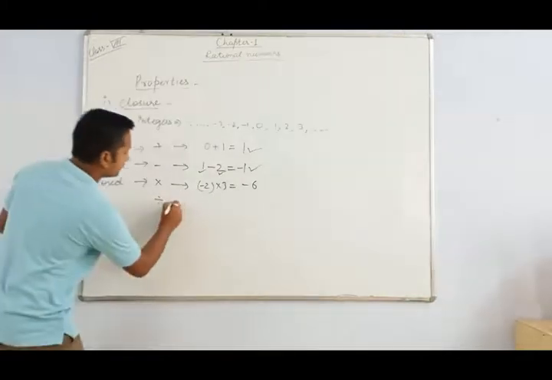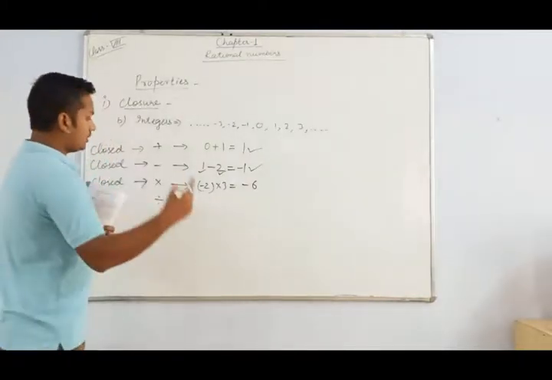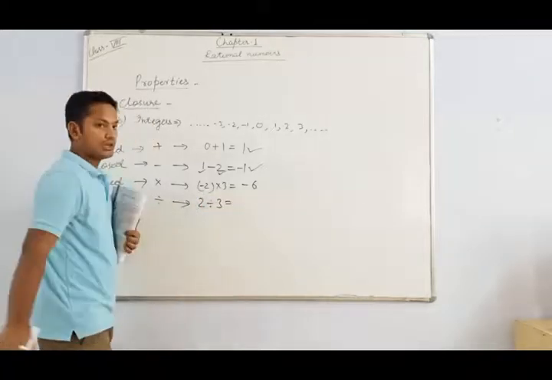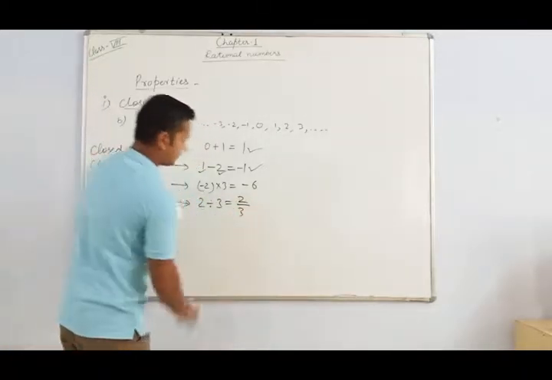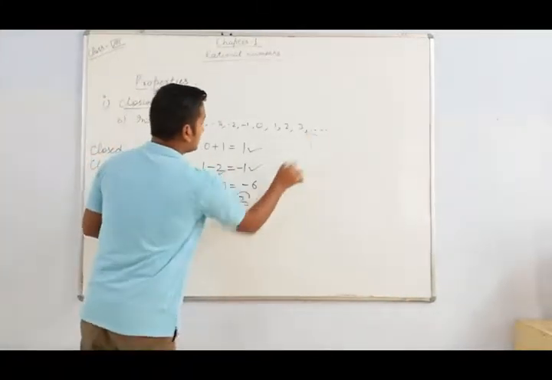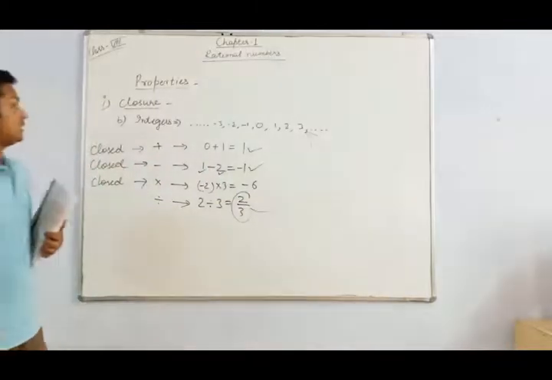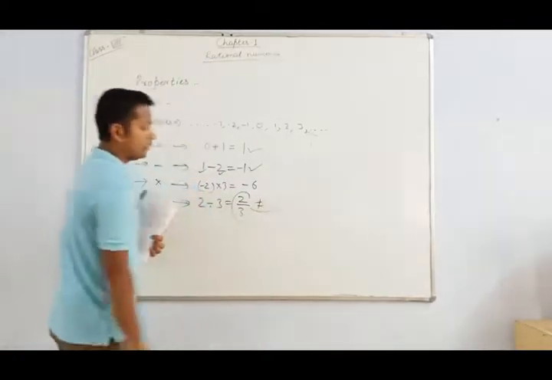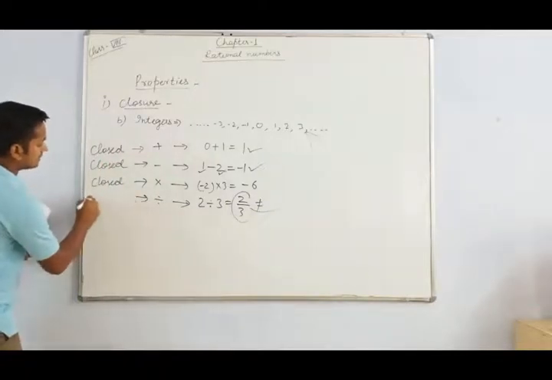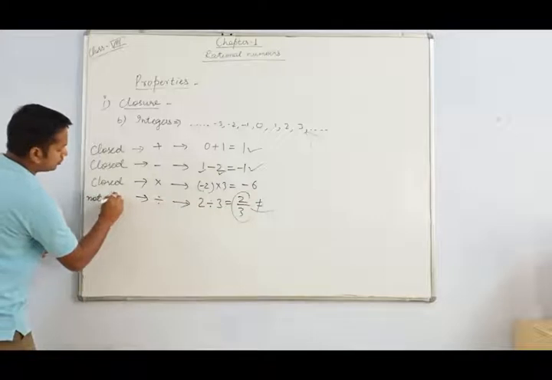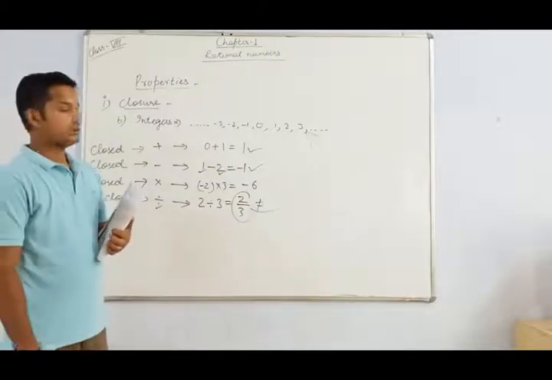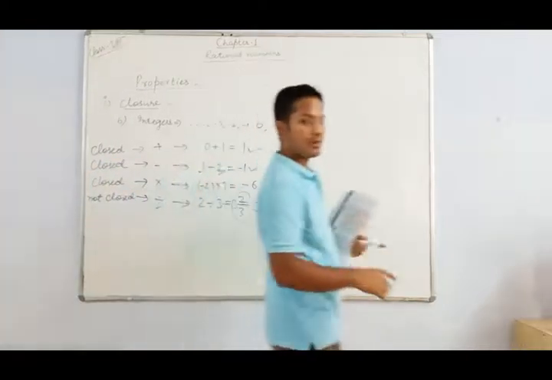Now the last one, division. Let's take the example 2 divided by 3. It will give you what? 2 upon 3. Is it in the set of integers? Obviously not. So that is why we can say that integers are not closed under the operation of division. So this was the closure property of integers.